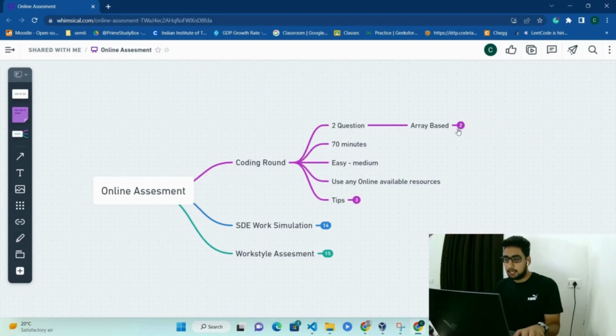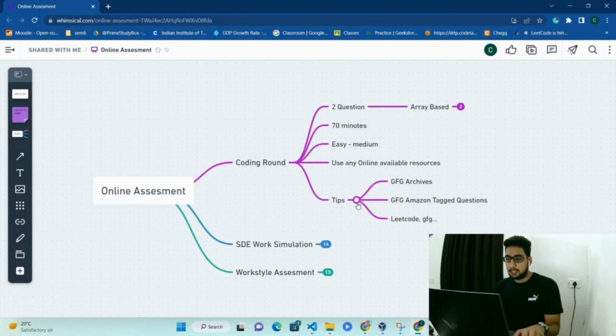medium only. And coming to the tips for this part, what I'd suggest is that you just go through GFG archives and GFG Amazon tagged questions. These 2 parts will be helpful throughout the journey in Amazon until you are selected. Although here it is easy to medium, so you will not understand the significance right now. But in the interviews, these 2 parts will help you a lot. Apart from that, just do whatever you are doing right now. If LeetCode, GFG, any one thing, just stick to it and continue so that the coding part will be handy for you.